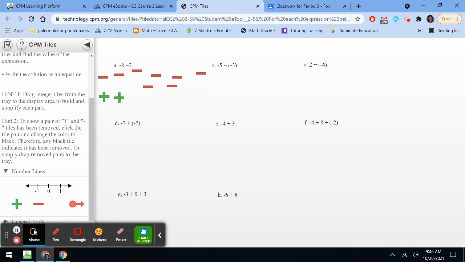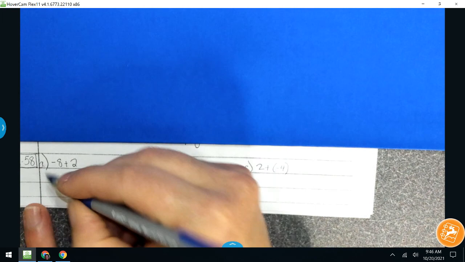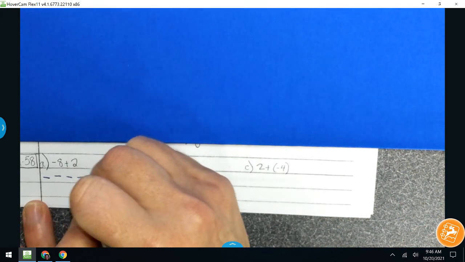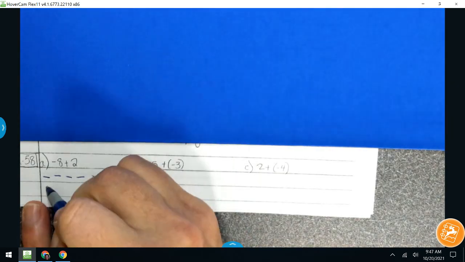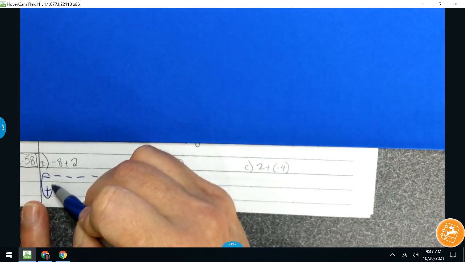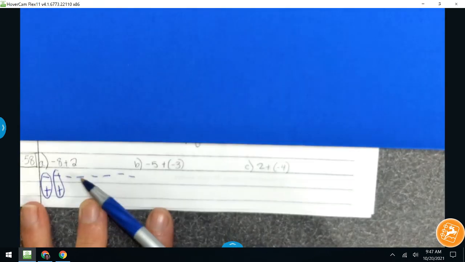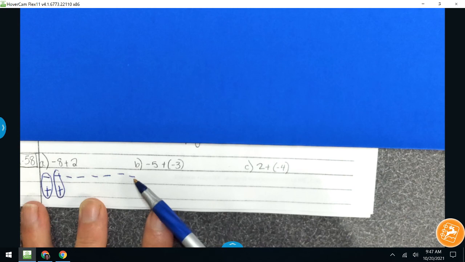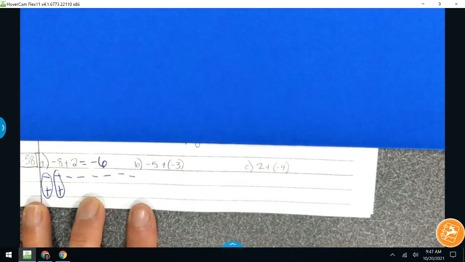Now I'm going to stop and I'm going to draw it on my paper. So I'm going to come back over here. And I have 1, 2, 3, 4, 5, 6, 7, 8. And then I'm going to add 2. I'm going to make 0 pairs. And whatever I'm left with will be my value. So in this case, I have 1, 2, 3, 4, 5, 6, and they're negative. So that is equal to -6.